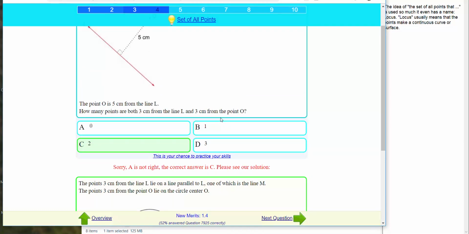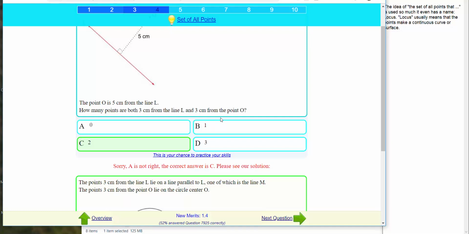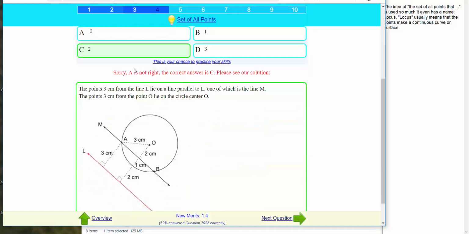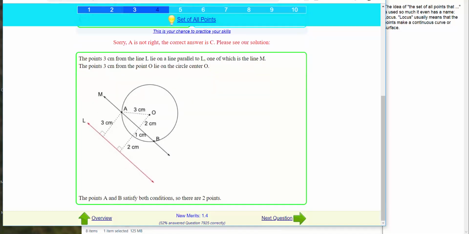Points 3 centimeters from the line L lie on a line parallel to L. Yeah, so this is O. I get that. I get this is 3. One of which is the line M. Okay. The points 3 centimeters from the point O lie on a circle. It's like you have this A and B. Both would be 3 centimeters. Okay.